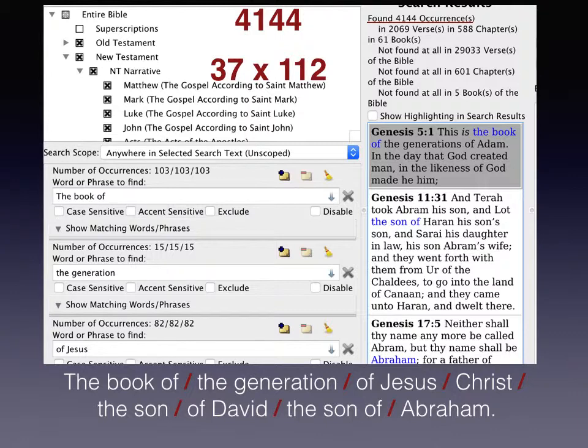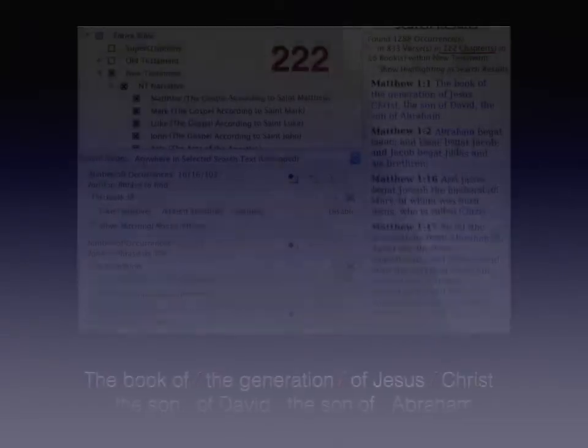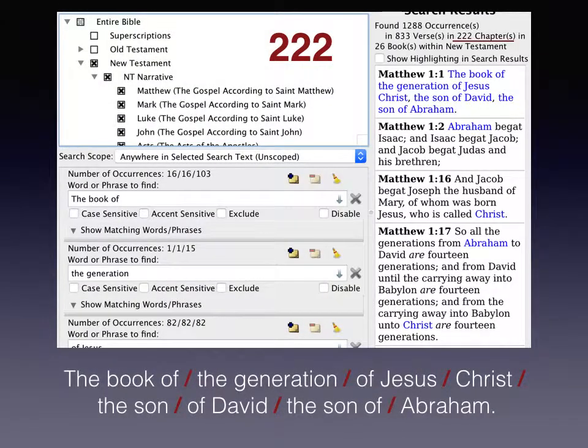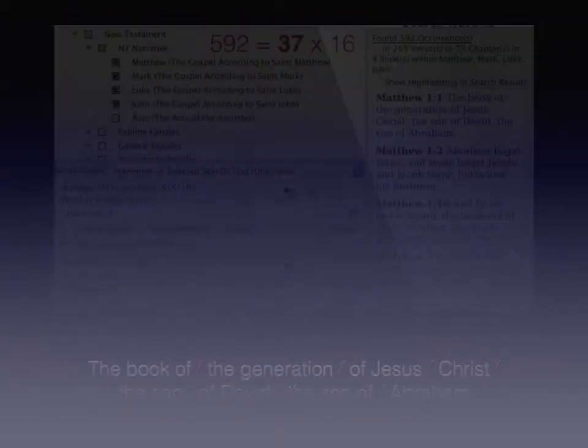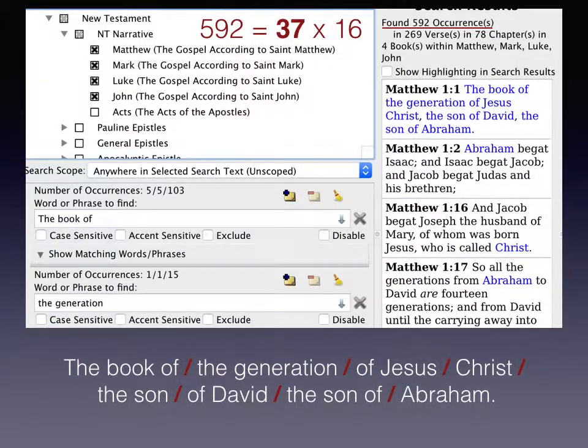So here, with this arrangement, we're not going to change anything. 4,144, we're searching the entire Bible right now. Now we're going to narrow that down. We're just going to remove the Old Testament, deselect it. Nothing's changed in our arrangement. And now, even though the occurrence count is not a multiple of 37, we have 222 chapters in the New Testament that these phrases are found in. So we're going to narrow it to the four Gospels. And the total count becomes 592, 37 times 16.